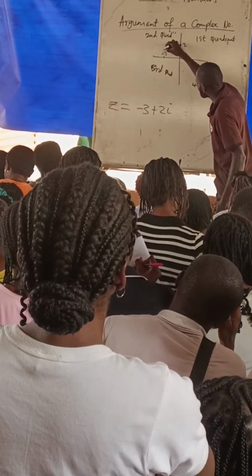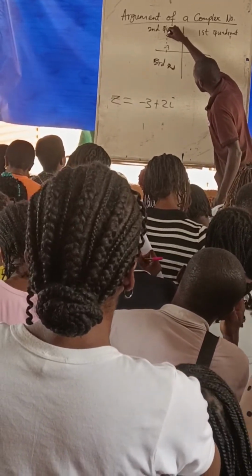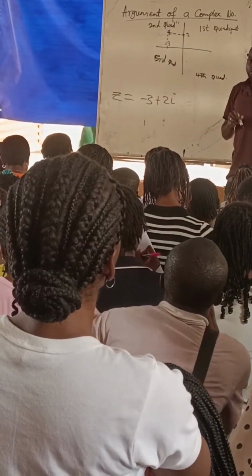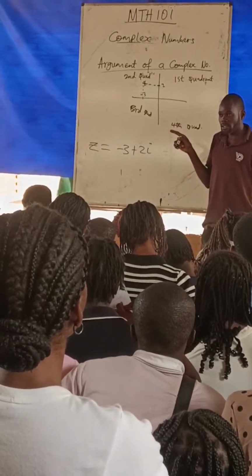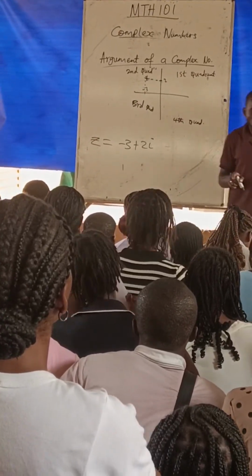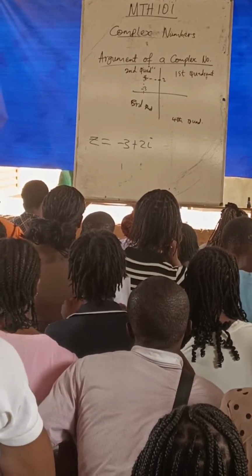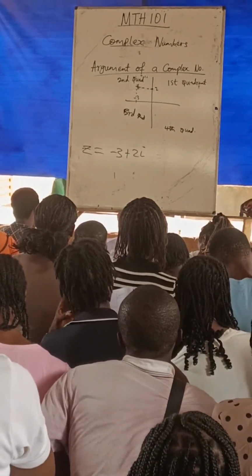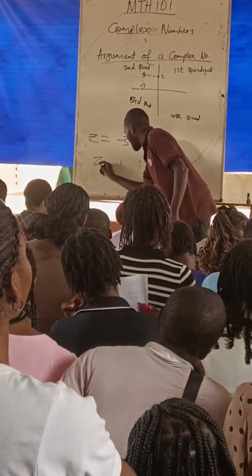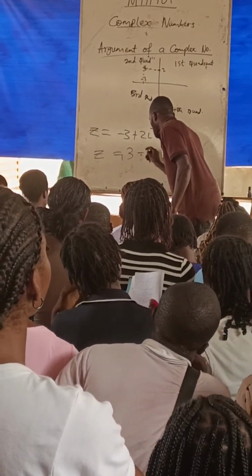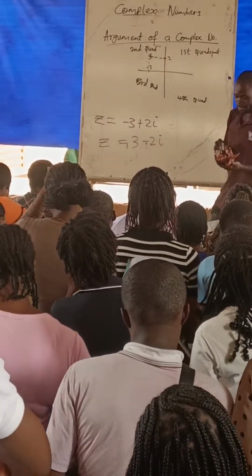If I connect these two points, where is this place? It's a second quadrant complex number. It is very important to locate. This is the address. If you don't know the address of a complex number, you cannot know its whereabouts, so any question they ask you about it, you can't answer. So if they give you another one, z is equal to 3 minus 2i, where do you think it will lie?